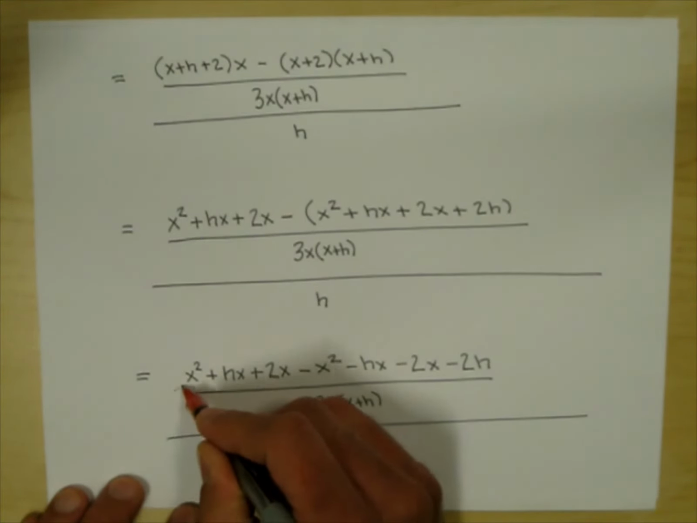Let's go ahead and cancel the h's. And what I end up getting is the difference quotient. So the difference quotient is negative 2 on the top, and on the bottom, 3x times (x plus h). So that's the DQ. It's not my final answer, but I'm almost there now.